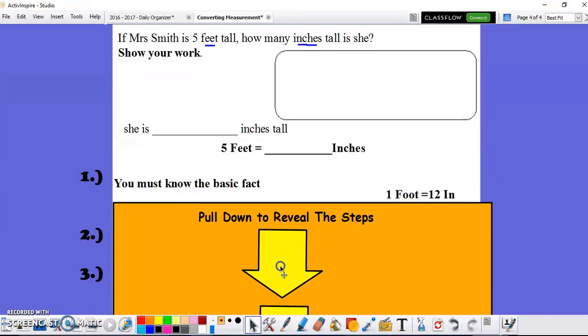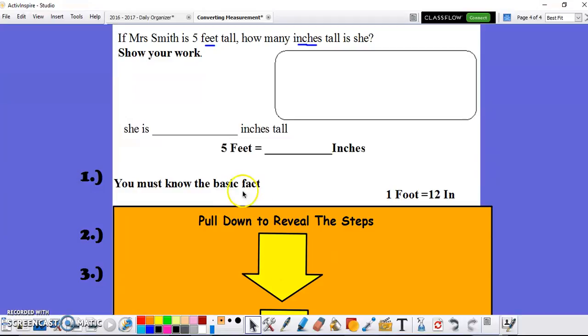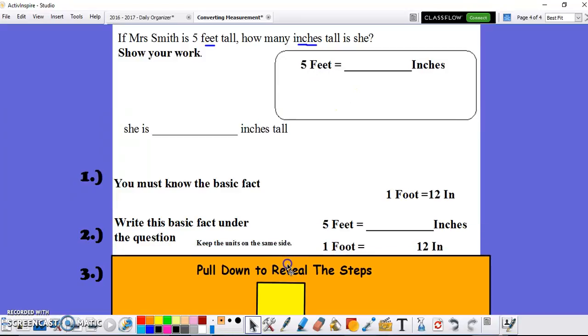Step 1. You must know your basic fact. My question is 5 feet equals a certain amount of inches. And my basic fact is 1 foot equals 12 inches. So in order to set this problem up correctly, I take the question and line it up, and then follow step 2.